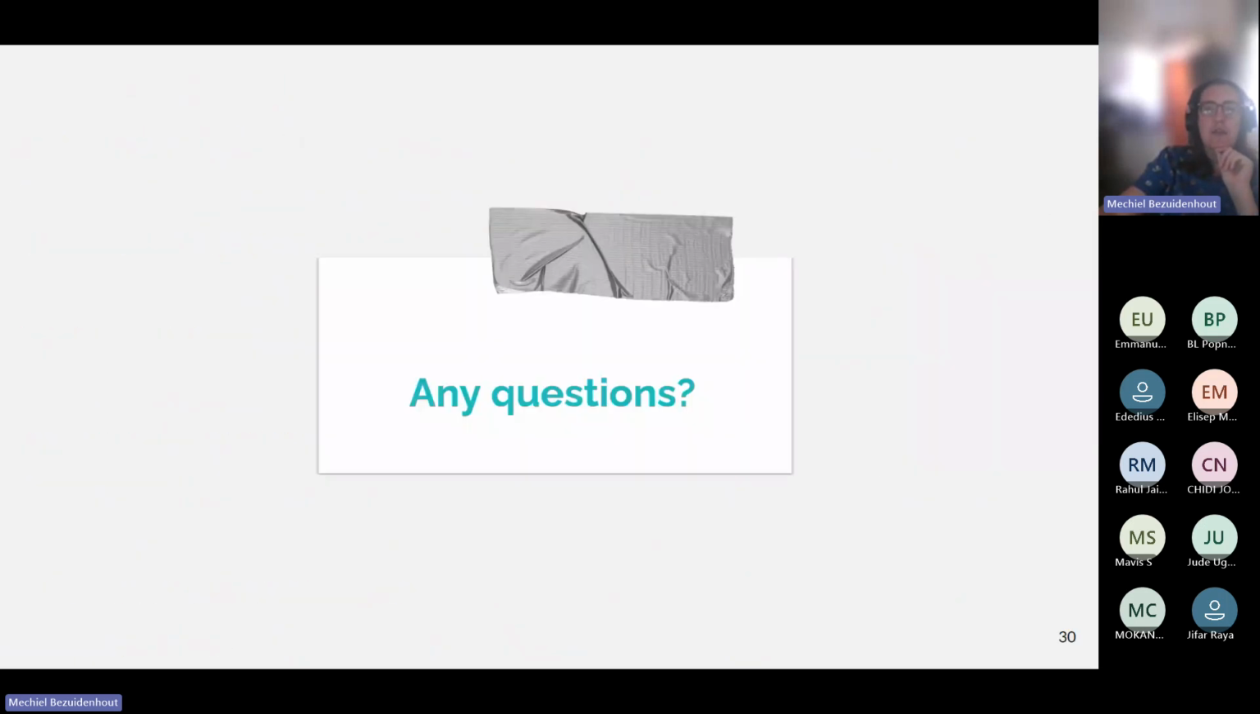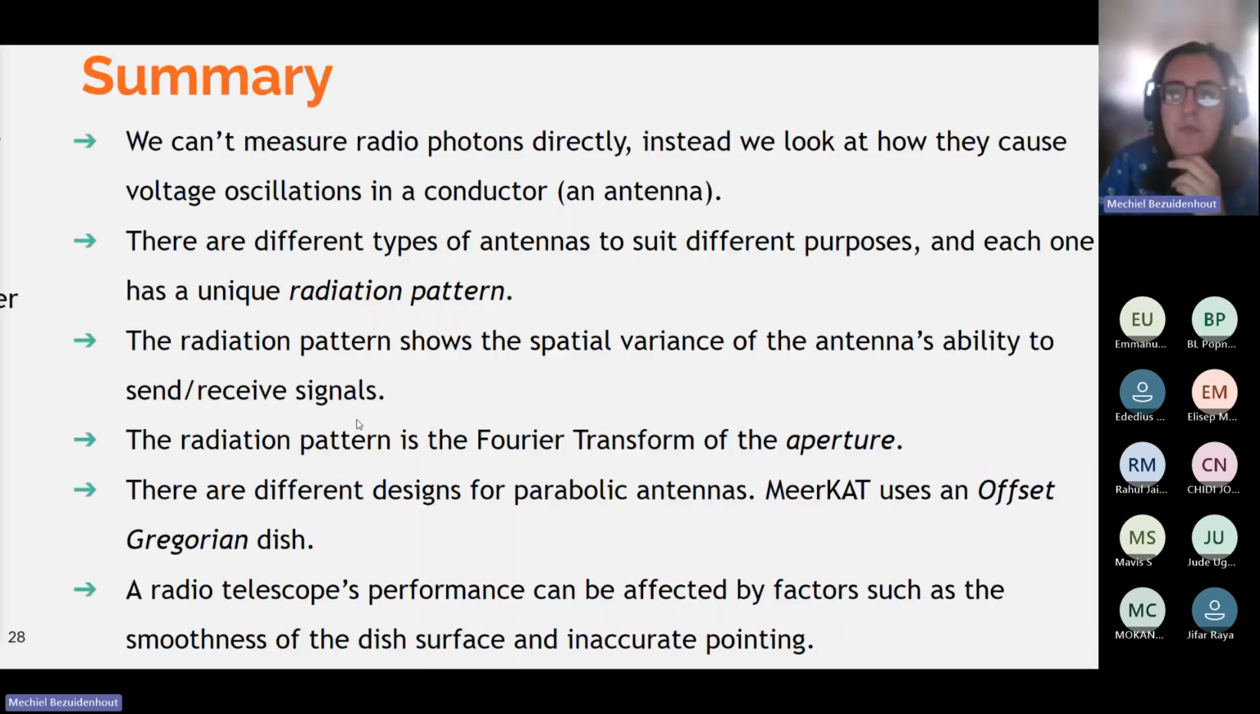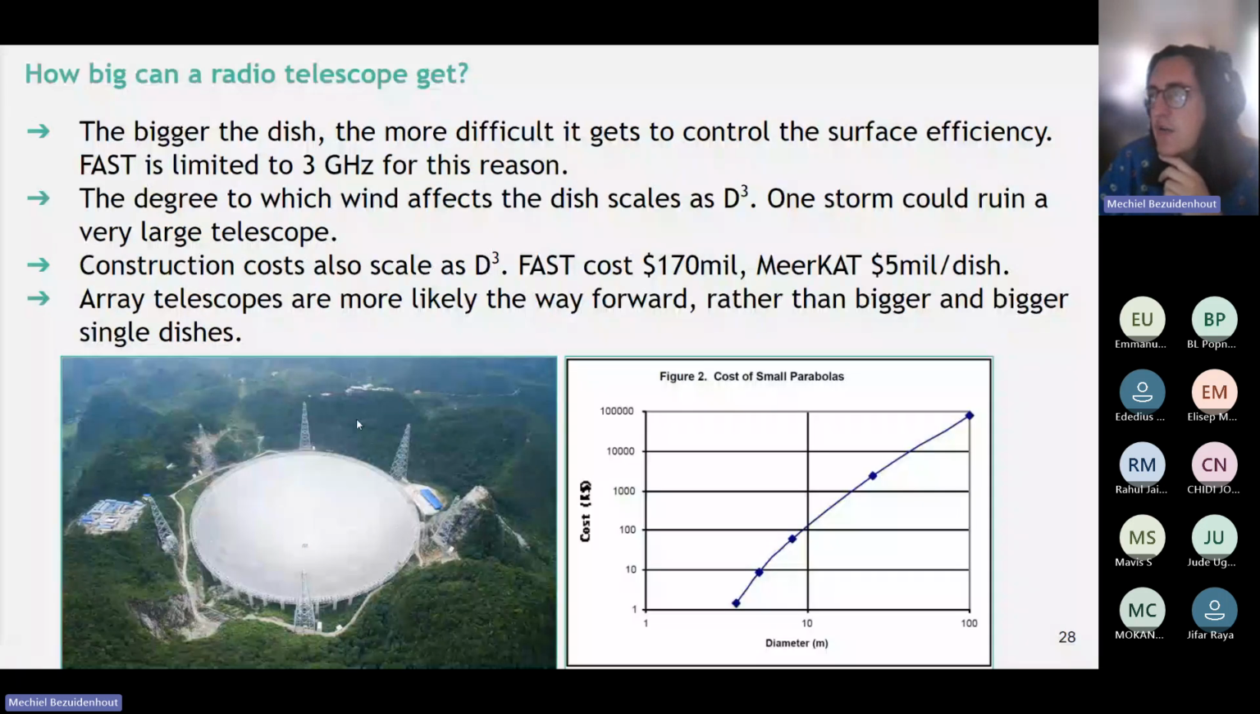Cool. Any questions? I'll move straight to the questions on the chat, and then if you have any others, you can put your hand up. So, first question from Rahul, what are the side lobes?